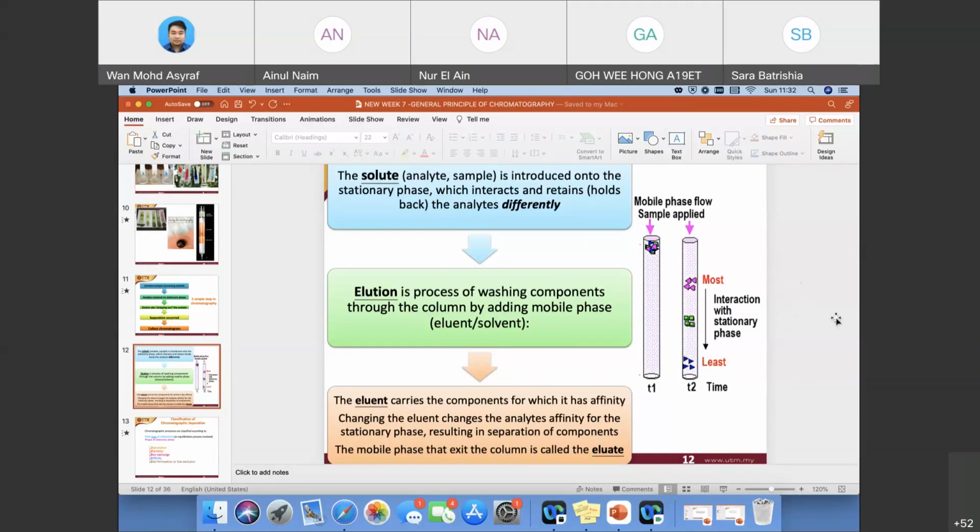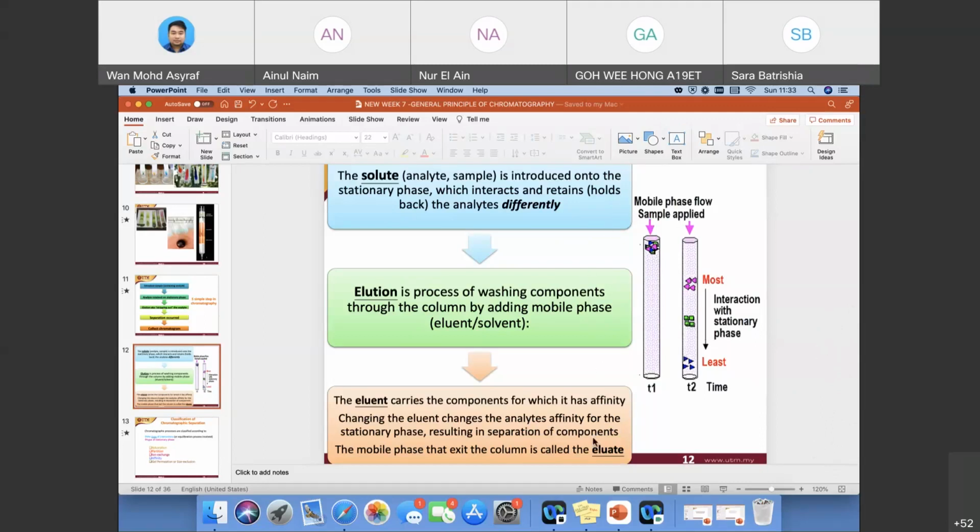So based on this, the purple one here has the most interaction with the stationary phase, while the blue one here, the blue triangle, has the least interaction with the stationary phase. So that's why the blue compound here will elute first, followed by the green one and the purple or pink one. Okay, all right.